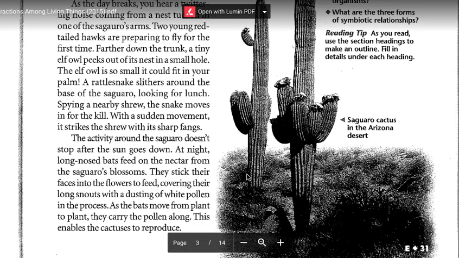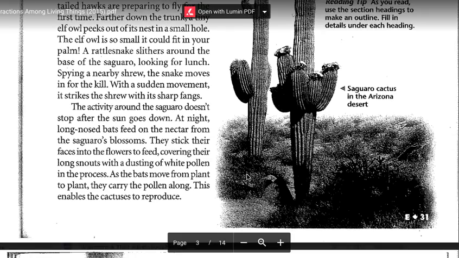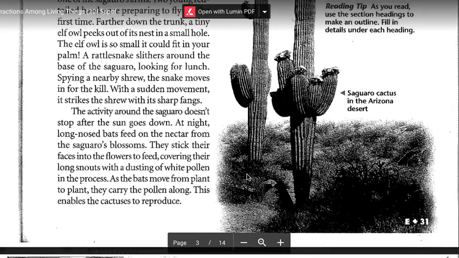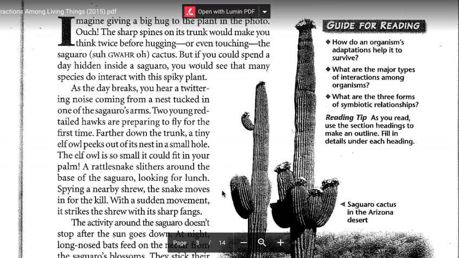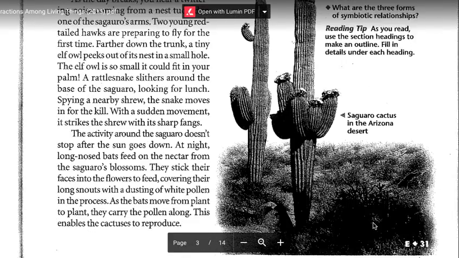The activity around the saguaro doesn't stop after the sun goes down. At night, long-nosed bats feed on the nectar from the saguaro's blossoms. They stick their faces into the flowers to feed, covering their long snouts with a dusting of white pollen in the process. As the bats move from plant to plant, they carry the pollen along. This enables the cactuses to reproduce. So basically, this fluff story is trying to tell you that even in such a small little environment as just around this saguaro cactus, a lot of organisms are interacting and they sort of make an impact on each other.